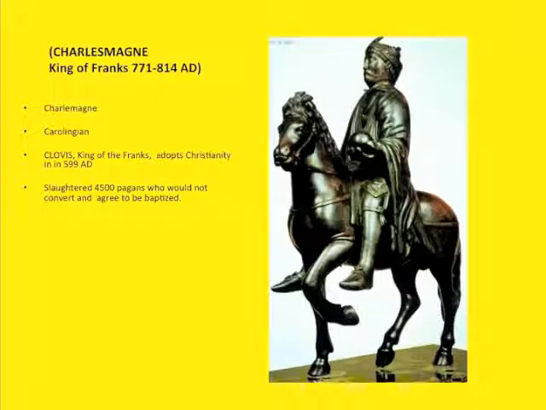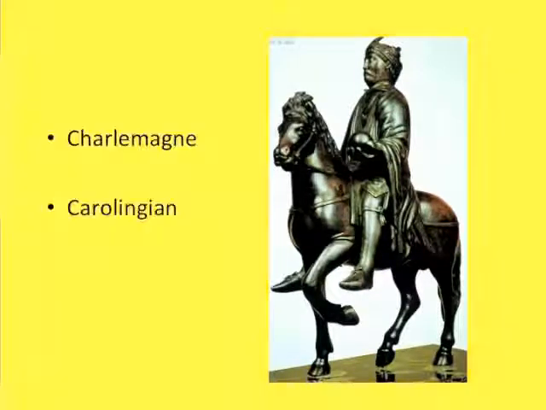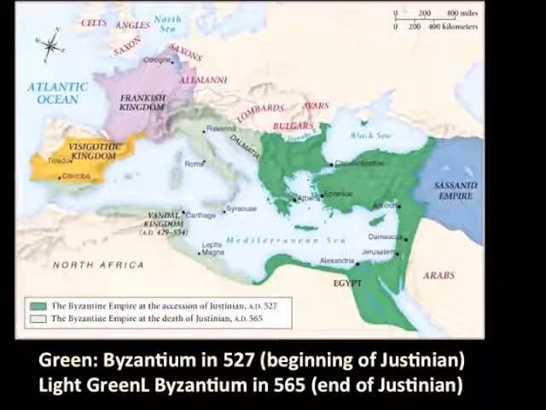On one occasion, it is said that he slaughtered 4,500 pagans who would not convert and agree to be baptized as Christians. And so if you wonder why nobody's worshiping Zeus and Athena anymore, Charlemagne is probably more responsible for that than most historical figures. Charlemagne was a very successful general, and in his combats he was able to unite vast swaths of Europe.